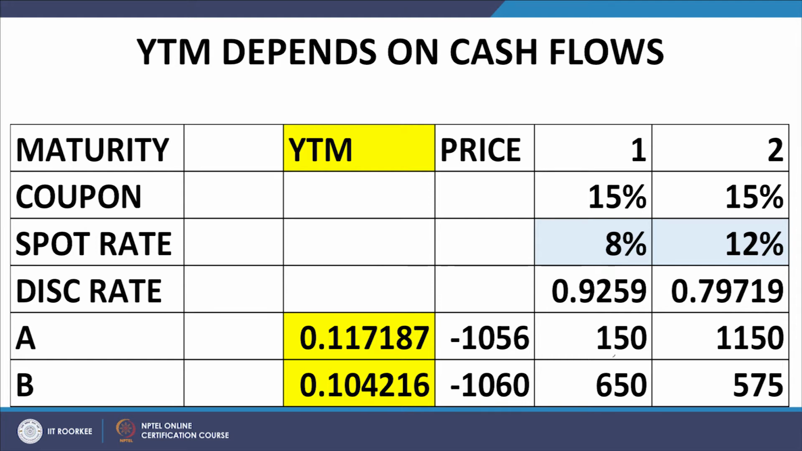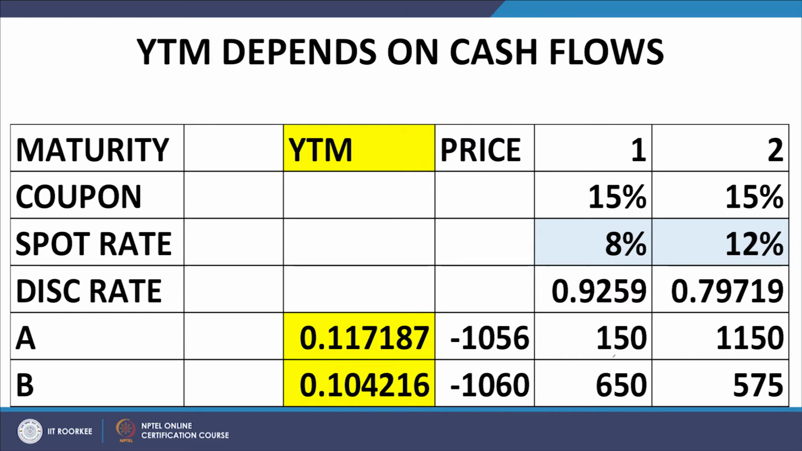Now, if we work out the YTMs, let us look at the pattern of cash flows from the two bonds we are considering. Bond A is a level coupon bond. It gives you 150 with a face value of 1000. So, it gives you 150 at the end of the first year, and at the end of the second year it gives you 150 on account of coupon and is redeemed with the face value amount of 1000. So, the total is 1150.